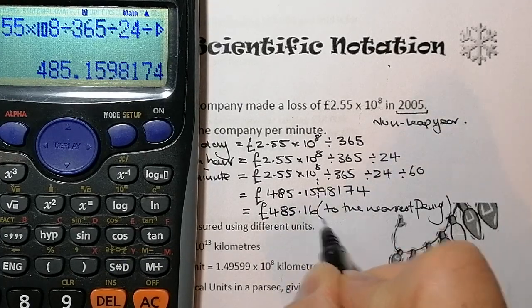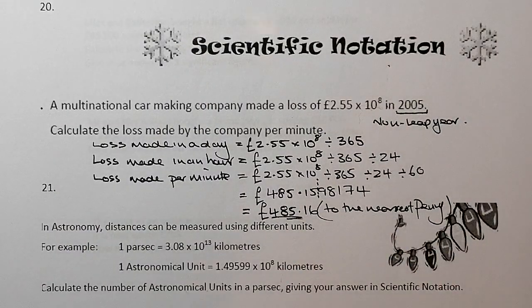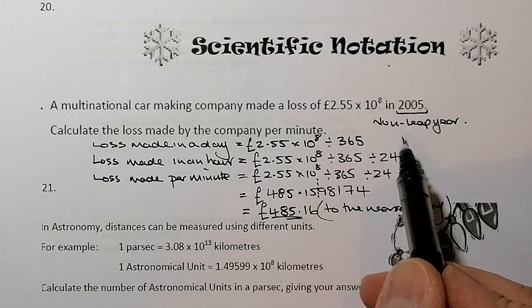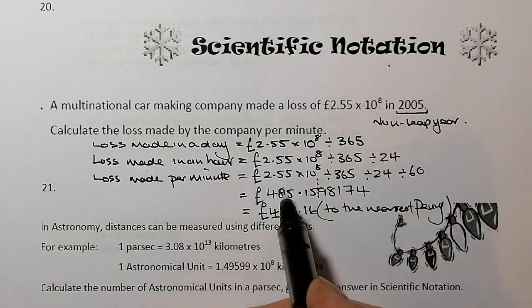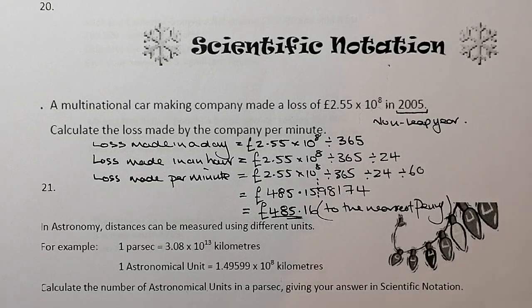Okay, that question is completed. As I said, what you could do is calculate the value there, then divide that value by 24, get a value, divide that by 60, get a value. But I've just done it all in the one calculation there. So that's it done. Right then, second question.